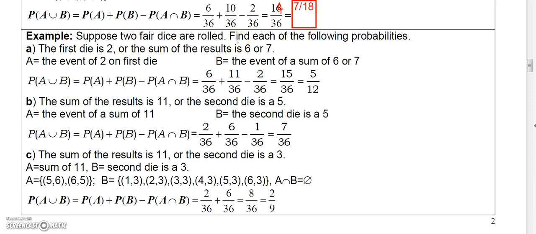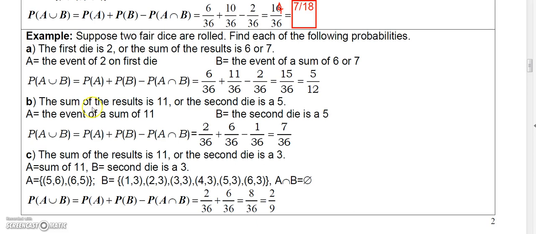Okay. Now, the next one is real similar. Why don't you just pause the video and read this one? But as you read it, you'll see that on this one, I wanted the probability the first die is a 2 and the event of a sum of 6 or 7. So I found there were 6 ways out of 36 to get 2 on the first die. There's 11 ways out of 36 to get a sum of 6 or 7. And then there's 2 ways out of 36 to get a 2 on the first die and get a sum of 6 or 7. And then I just added these two and subtracted this to get the answer.